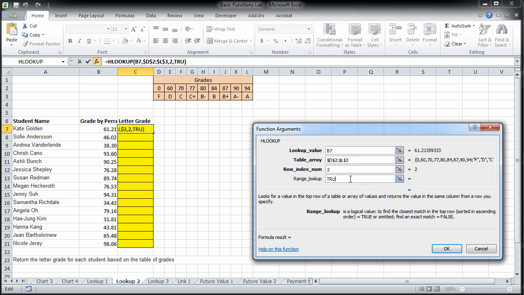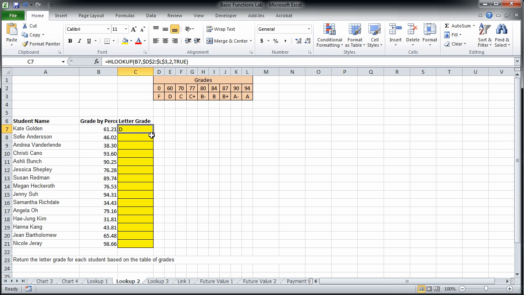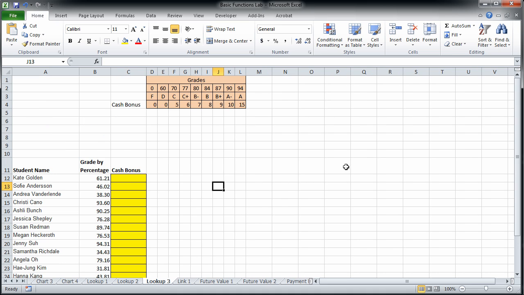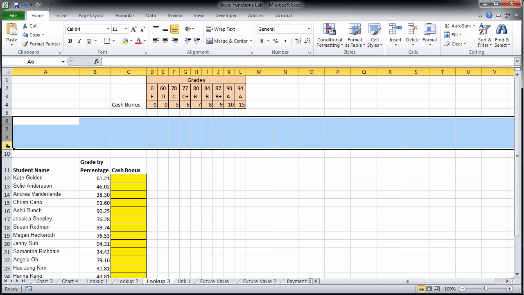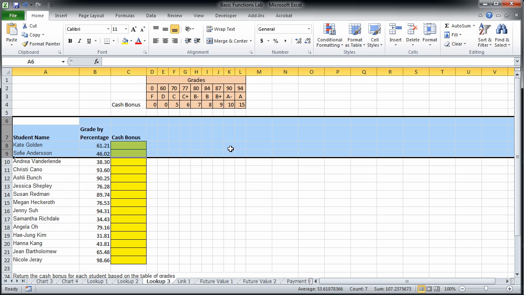Here I'm looking for a close match because I'm not going to find an exact match for 61.21. Said that this person should get a D, and indeed they should. We'll say, okay, I'll fill it down. Last person should get an A, I see. The last person does get an A. I don't have any values missing. I'm in good shape. So take this slow, and you're going to get it. Trust me. Remember, you can always undo and do them again.